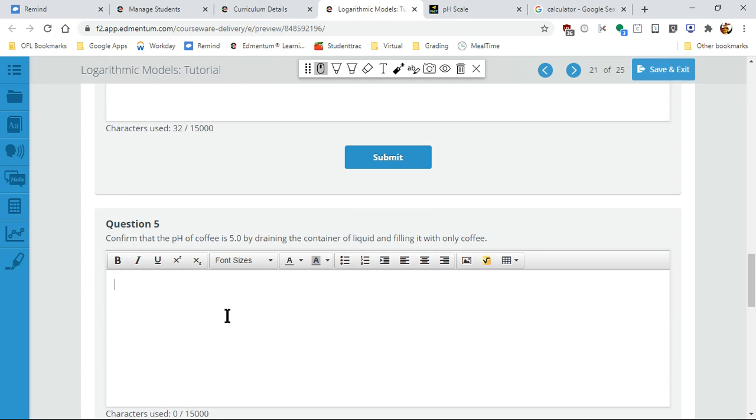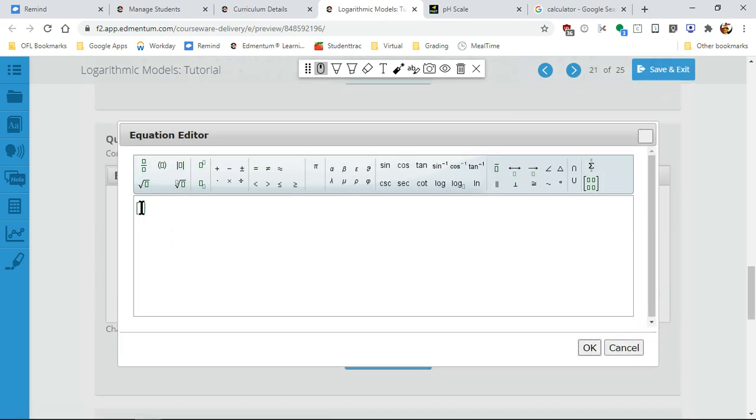So confirm this by plugging it in. So in other words, they just want us to plug this into our math. So we're going to do negative log of our hydrogen concentration, which is 10 to the negative 5. I don't know why they're having you do this because obviously it's going to be negative 5.